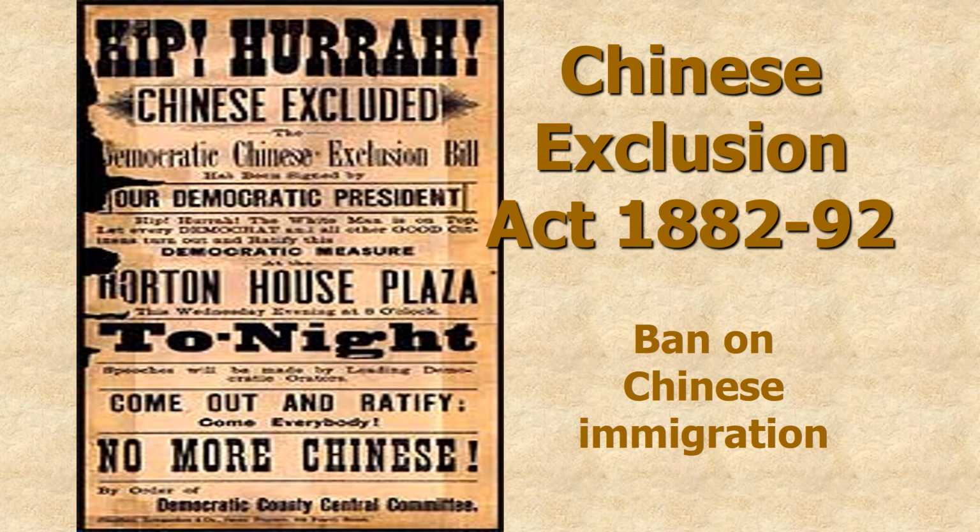So was it all good? Not necessarily. Okay, the Chinese Exclusion Act of 1882 to 1892, more and more white Americans are moving to California. They're looking for work, and the Chinese are working for less. They are taking American jobs, and it got to be a political thing, and they pushed to stop Chinese from coming into America. So this is significant in that it is the very first federal restriction on immigration.